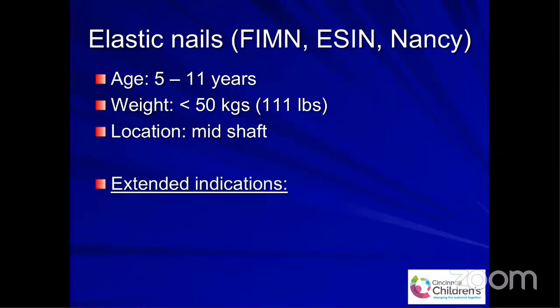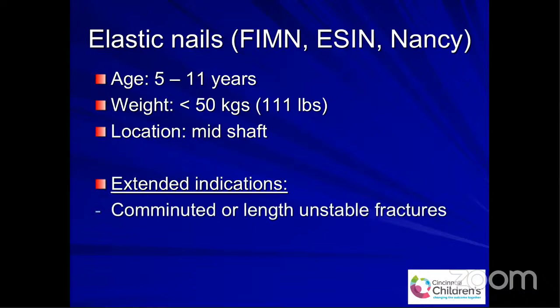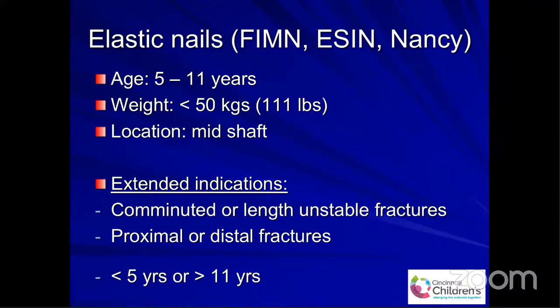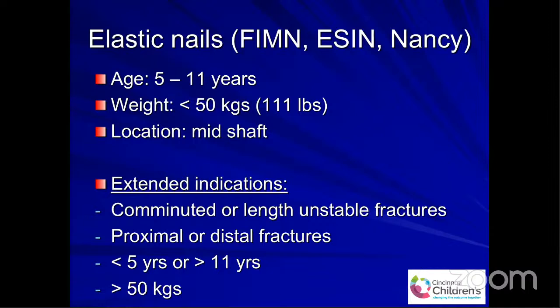And then the extended indications is what we use even if it's a length unstable fracture, proximal, that means subtrochanteric, or distal fractures, in kids who are less than 5 or more than 11 years of age, and even those who are more than 50 kilograms. So one thing is when you're doing nailing for extended indications, then you need some supplementary, not fixation, but at least immobilization or some form of follow-up to make sure that you don't end up with issues. So if you are going to extend the indications, you need to have a strict follow-up on this patient.